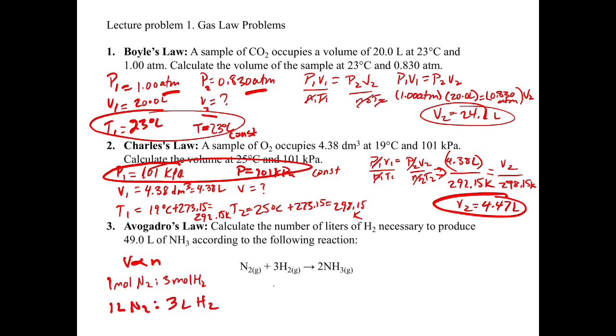So we have 49.0 liters of NH3. And in this case, our relationship here is that for every 1 liter of NH3, we would need 3 liters of H2. So we can say that based on the stoichiometry, 49 liters of NH3 would require 147 liters of H2 from the 1-to-3 ratio in the reaction. So Avogadro's law is basically this concept that volume is proportional to the number of moles. And we can then extend that to the stoichiometry of a reaction.